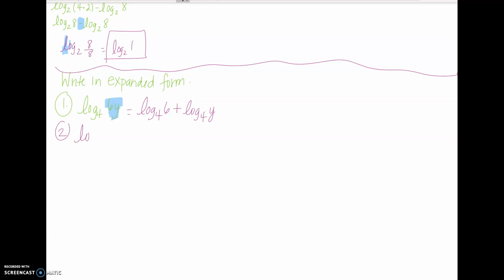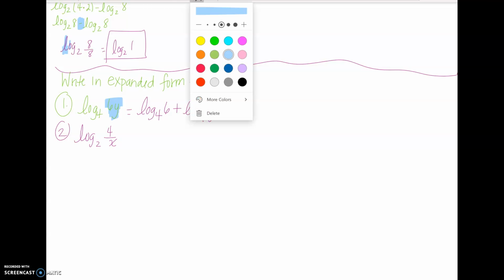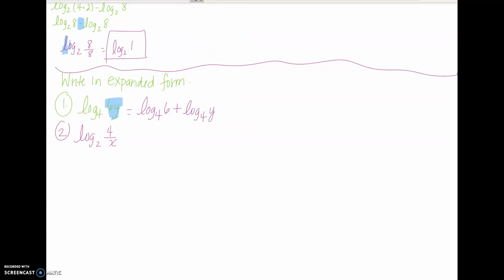Number 2, log base 2 of 4 over x. I'm looking at whether it's a quotient, product, or power, and I see I have a quotient here. That means I expand it with subtraction. I keep log base 2, I write the numerator 4, and I subtract log base 2 of the denominator x.